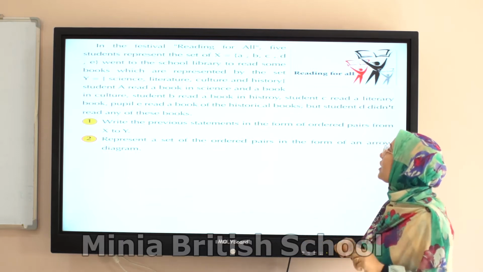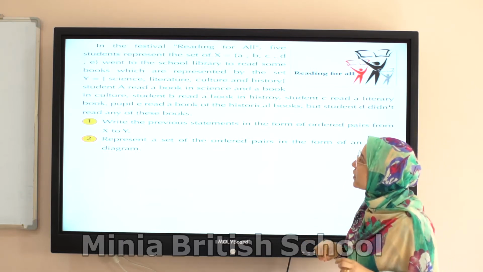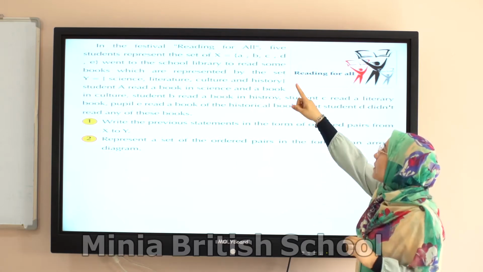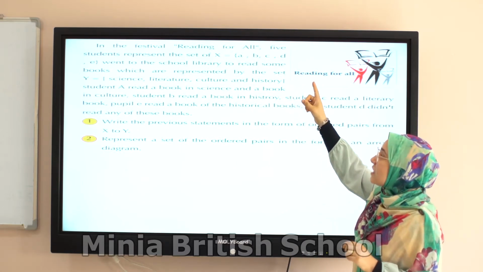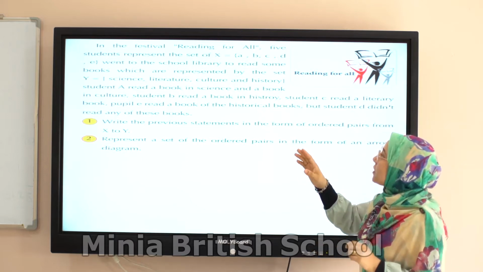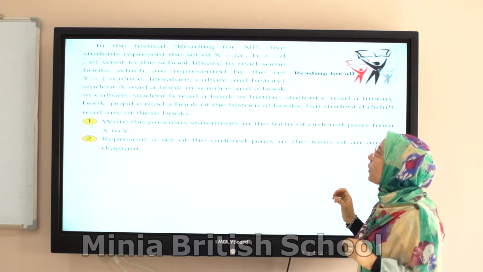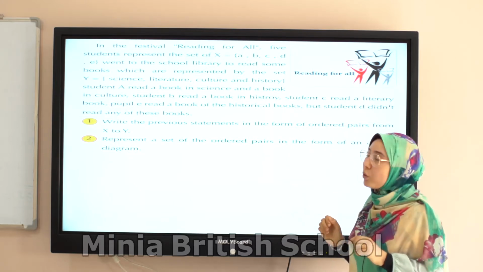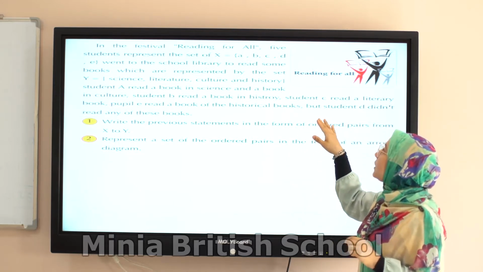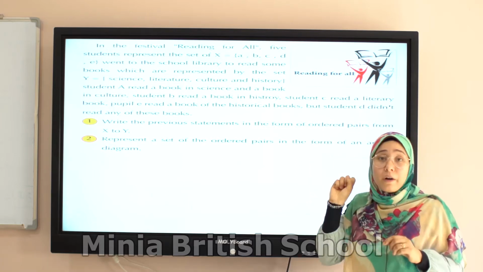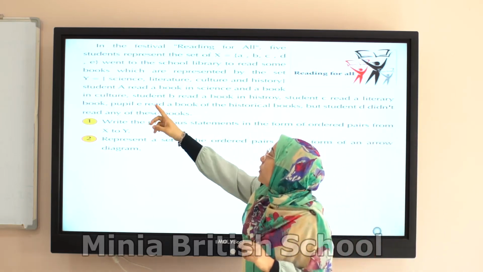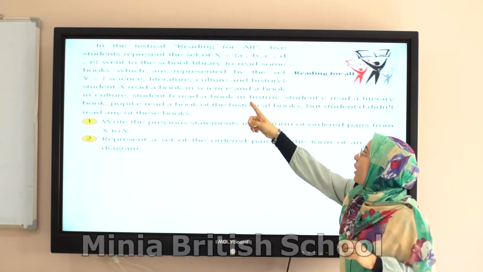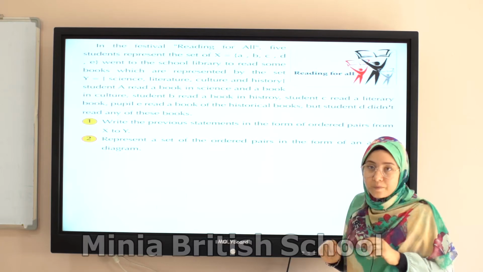In the vestibular reading for all, 5 students represent the set X. Set X has the elements A, B, C, D, and E. They went to the school library to read some books, which are represented by the set Y. Set Y has the elements science, art, culture, and history.